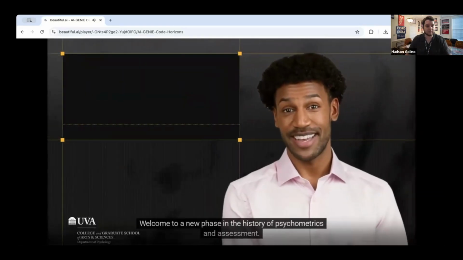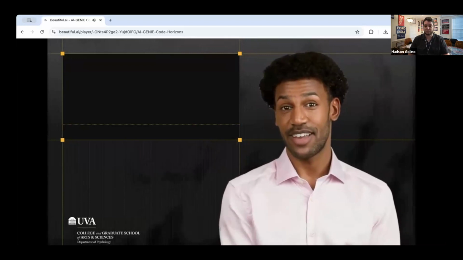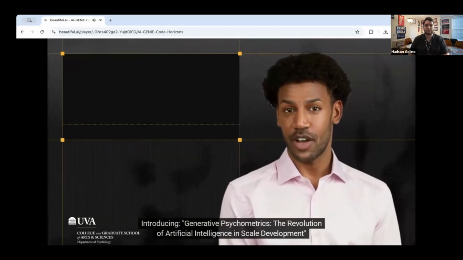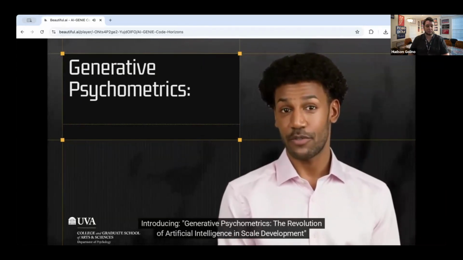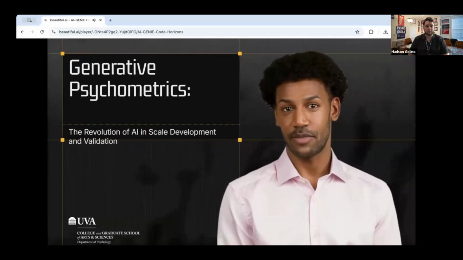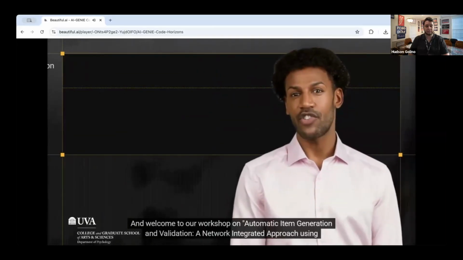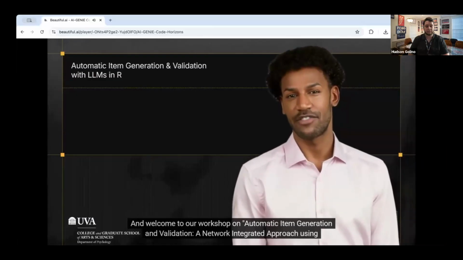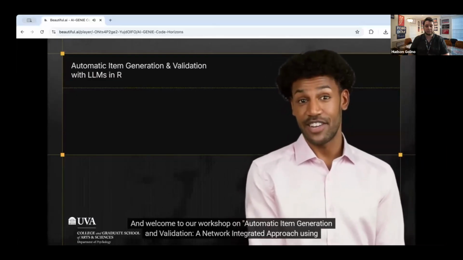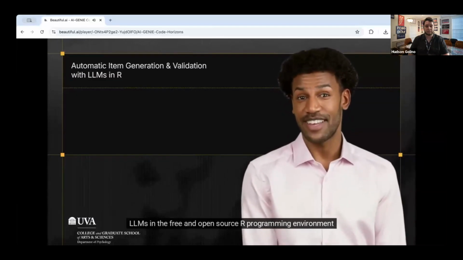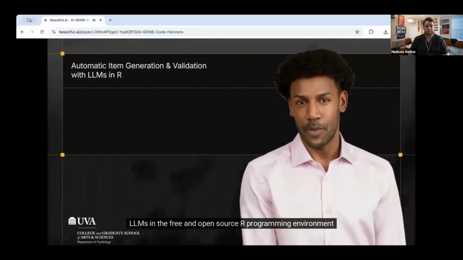Welcome to a new phase in the history of psychometrics and assessment. Introducing generative psychometrics, the revolution of artificial intelligence in scale development. First, hello everyone, and welcome to our workshop on automatic item generation and validation, a network integrated approach using LLMs in the free and open source R programming environment.